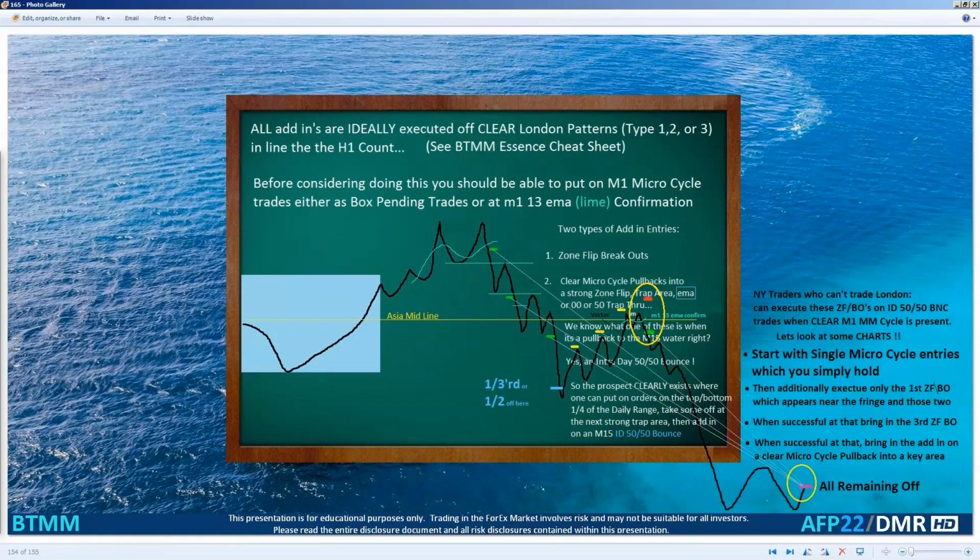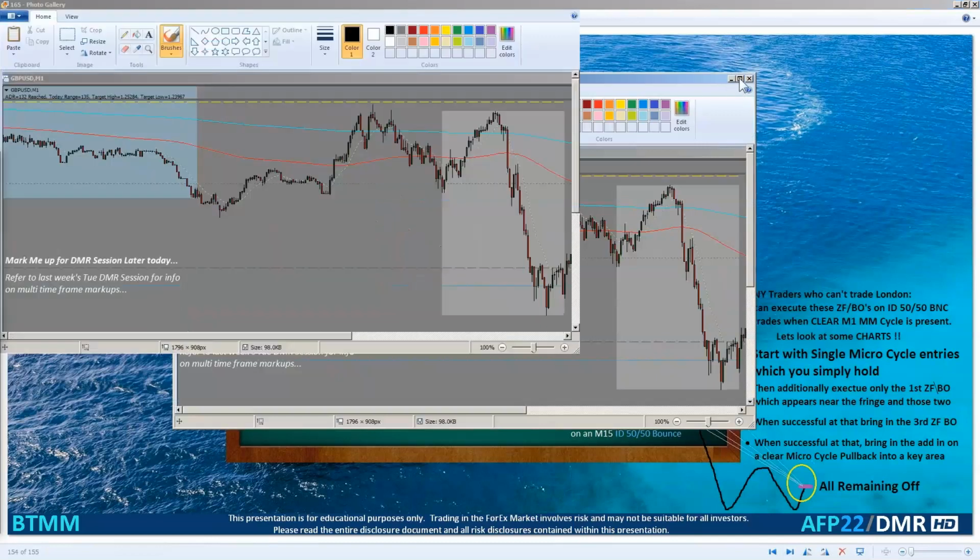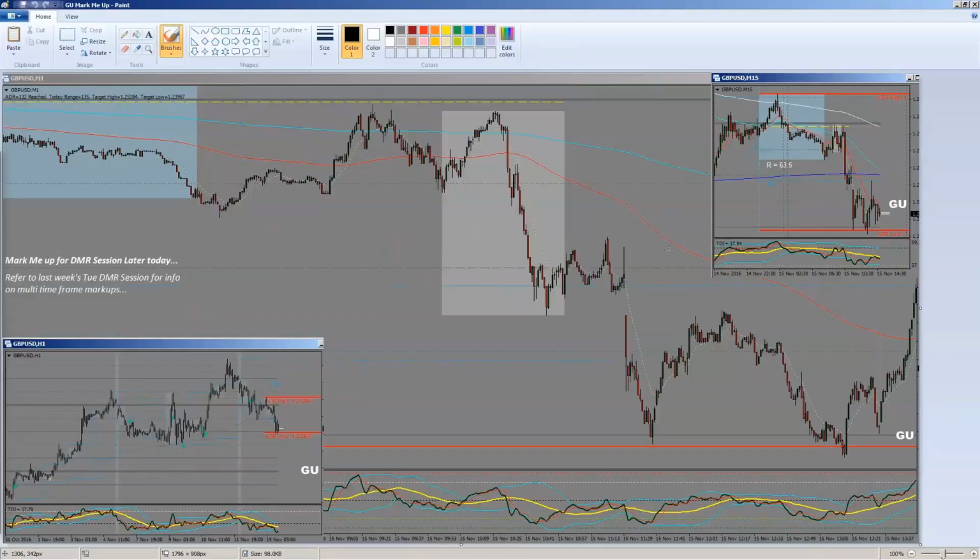This is where it gets exciting. Okay, for all of you, I posted this chart in the Skype chat. We talked about this chart in the pre-market. I asked you to mark me up for the DMR session later today. Refer to last week's Tuesday DMR session for info on multi-time frame markups. Okay, so hopefully you guys marked this up.